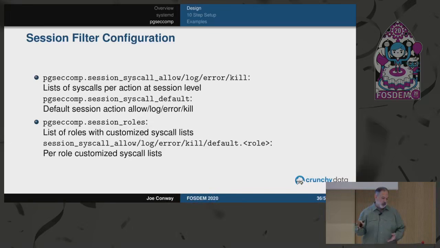So the way I did this was, basically, you provide a list of specific roles that are going to have specific SecComp filters. And then each of these entries, again, except with a dot and the role name on the end. And that will give you a list that's specific for that logged in user, and that will get used instead of the default session one when someone logs in.